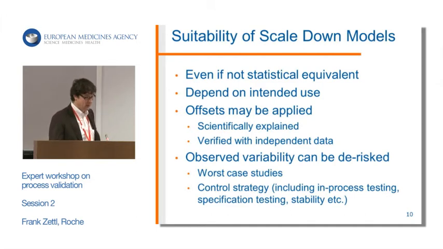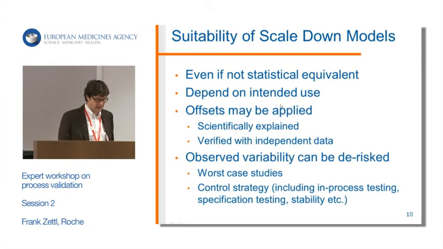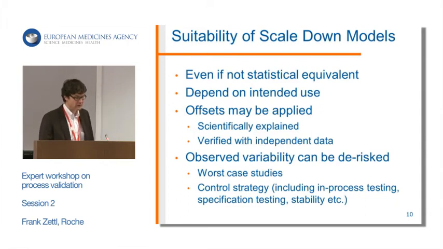On the other hand, we can consider offsets if they are scientifically explained. For example, if you know that they come from a sample storage issue, or if they are verified by an independent data set. The second point, the observed variability, can also be de-risked either by worst case studies or by an appropriate control strategy.